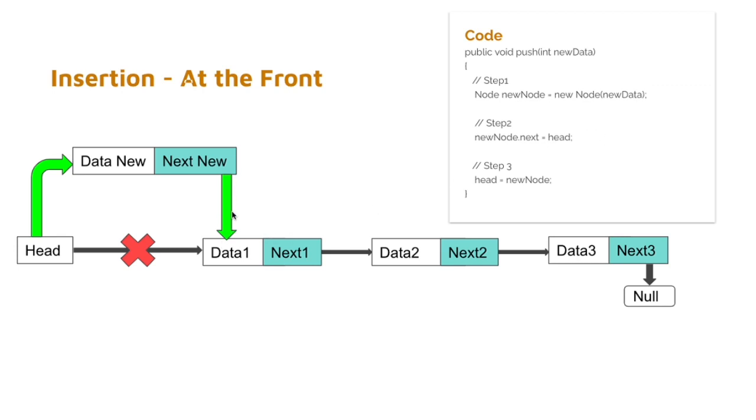Then step 3 is now head equal to new node. So head will point to new node. So this will create this link. So we already created a new node. We have created first link like next will point to the data 1. The third link, head will point to the new node. So that's how we inserted any element at the front.